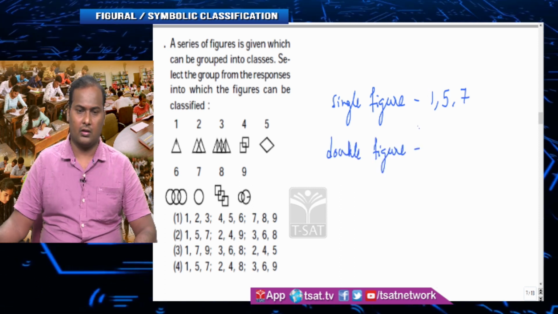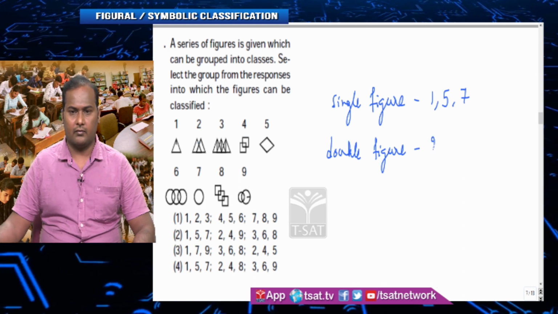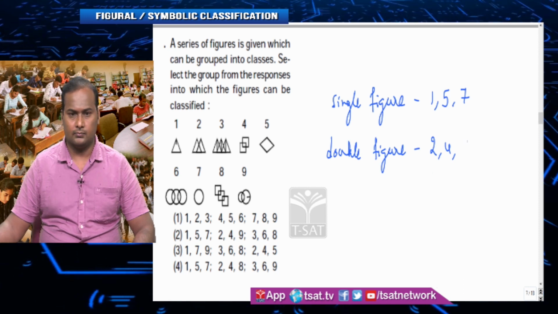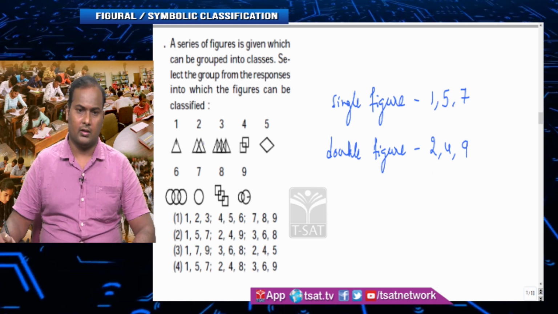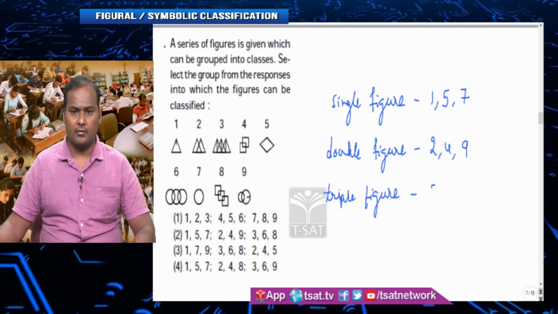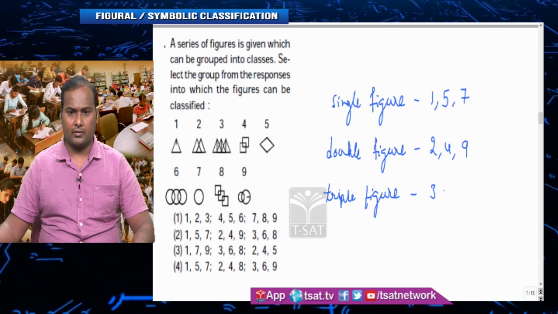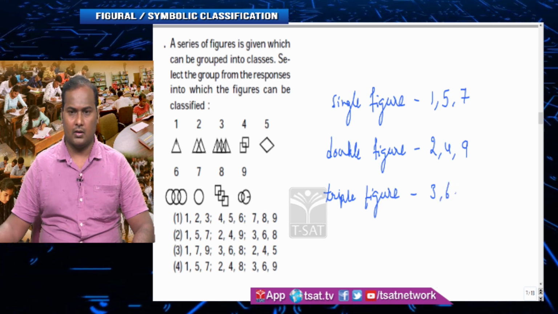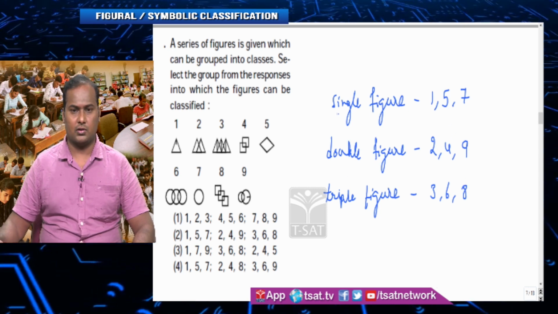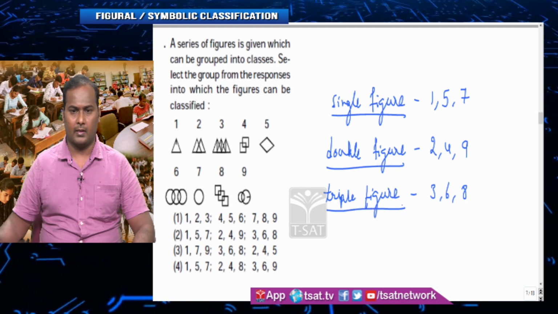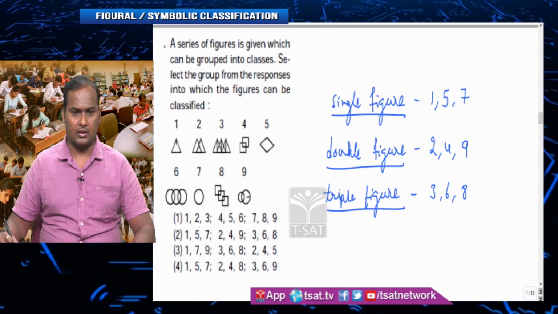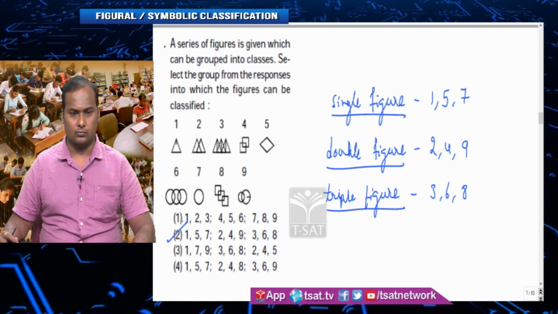What are double figures? Double figures are the second figure, fourth figure and ninth figure. Next followed by triple figures. So, what are triple figures? Figure 3, figure 6 and figure 8. These are triple figures. So, the classification is based on single figure, double figure and triple figure. So, the answer is 1, 5, 7, 2, 4, 9 and 3, 6, 8. So, your answer is option 2.